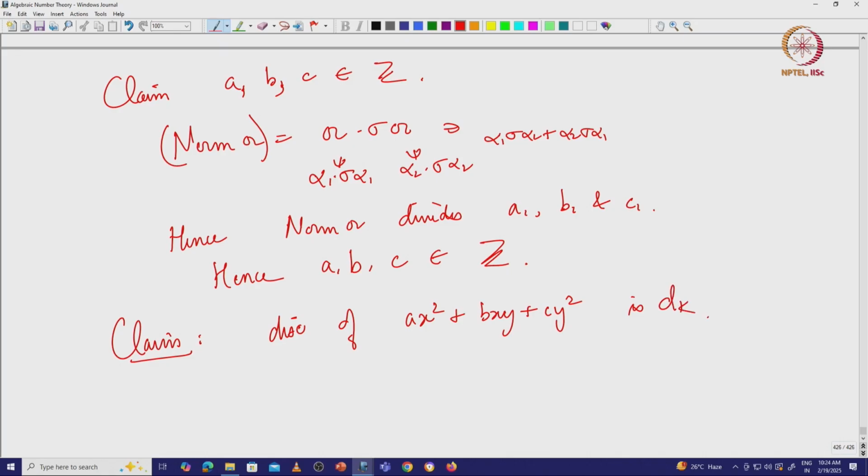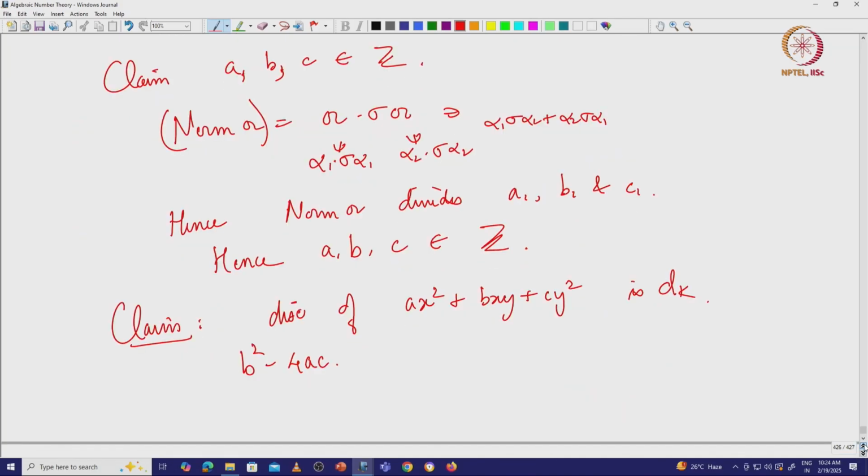How do I show that? Well, what is the discriminant here? The discriminant is b squared minus 4ac. And what is this thing? This is b1 squared divided by the norm of A squared minus 4 a1 c1 divided by the norm of A squared. So, this is b1 squared minus 4 a1 c1 by the norm of A squared.